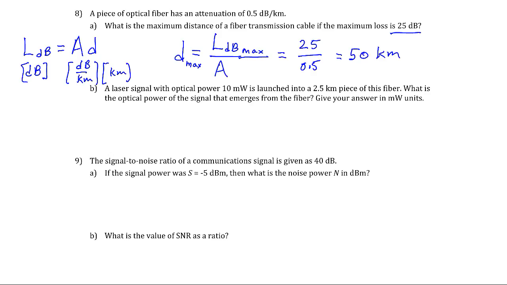Okay, part B. So the problem solving technique here is to write down what I've got. The attenuation is 0.5 dB per kilometer. The loss is 25 dB. Write down the relevant equations, solve for the unknown, and plug the values in.